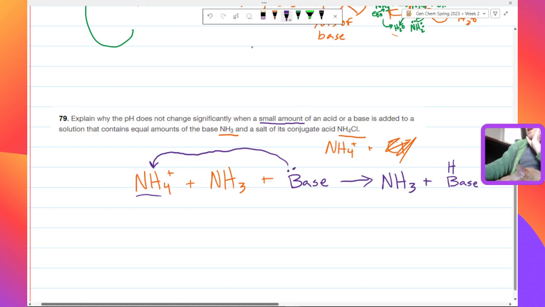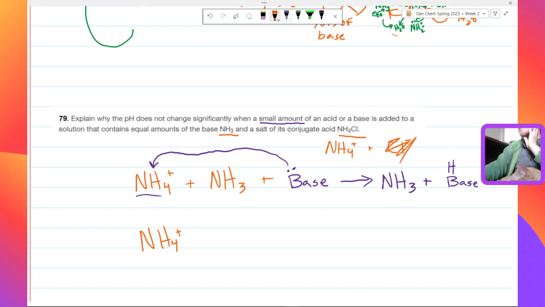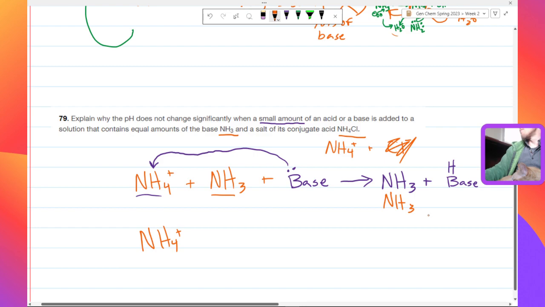And by that same token, oh, let's not forget, we have this other NH3 also. Like this one didn't go anywhere. So now you just have more NH3. And depending on the amount of stuff, you'd still have NH4 plus there as well. I just figured I should throw that in.